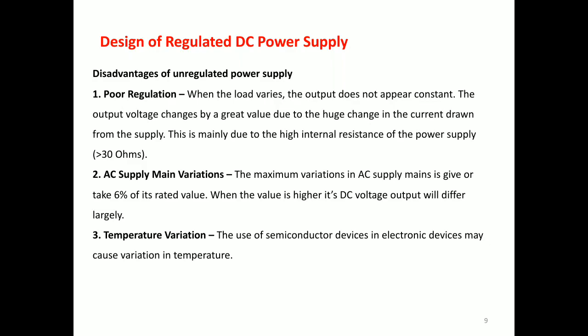Next one, AC supply mains variation. The maximum variation of AC supply from the transformer is 6% of the rated value. If it exceeds, definitely there is a problem in the output. Another one: here we are using electronic components, so definitely all the things are temperature dependent. If the temperature varies, definitely more current is involved, or more heat is produced, so our devices get damaged. In order to avoid this, we can go for the regulated power supply.